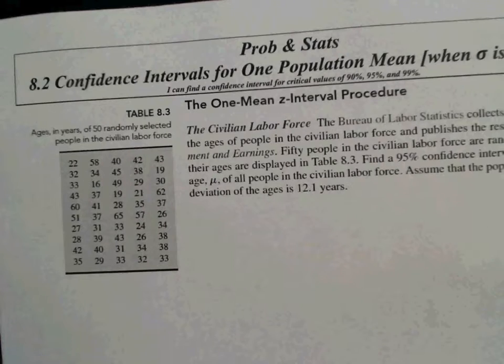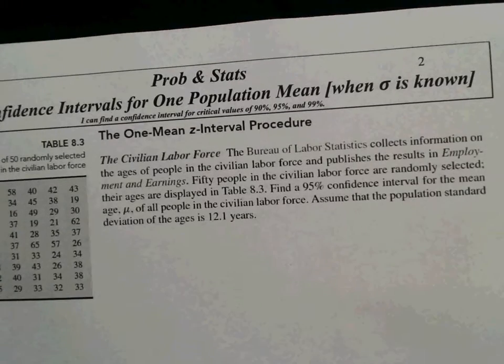The civilian labor force. The Bureau of Labor Statistics collects information on the ages of people in the civilian labor force and publishes the result in Employment and Earnings. 50 people in the civilian labor force are randomly selected. Their ages are displayed in Table 8.3. Find a 95% confidence interval for the mean age mu of all people in the civilian labor force. Assume that the population standard deviation of the ages is 12.1 years.